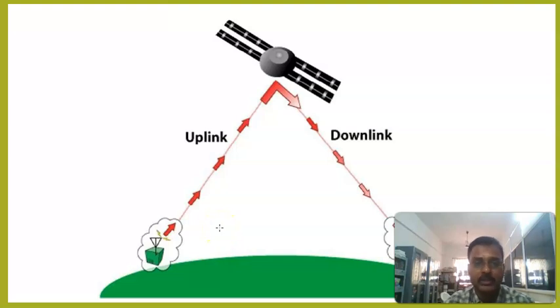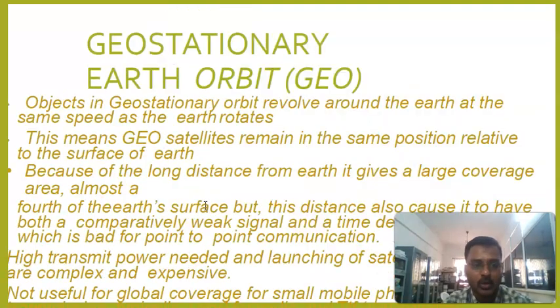These are some of the diagrams. This is the uplink and this is the downlink. The orbits. The geostationary Earth orbit. An object in a geostationary orbit revolves around the Earth at the same speed as the Earth rotates. This means geosatellites remain in the same position relative to the surface of the Earth.